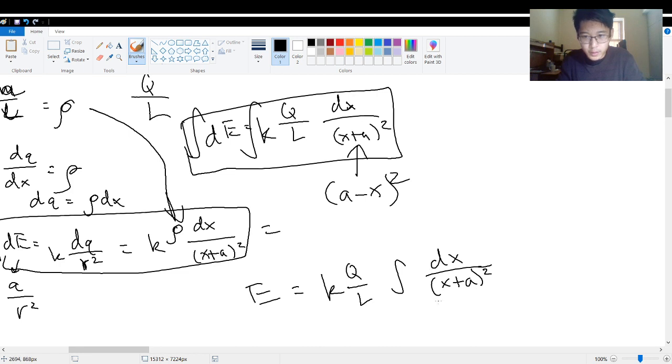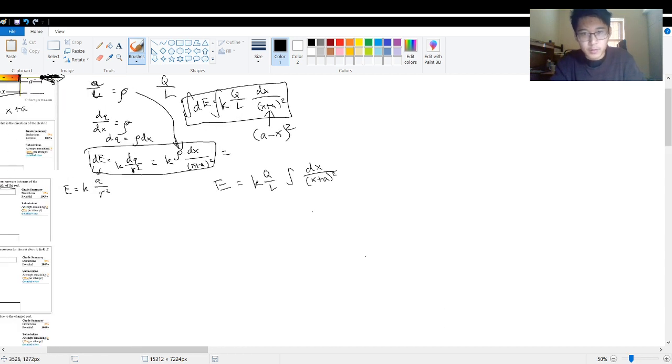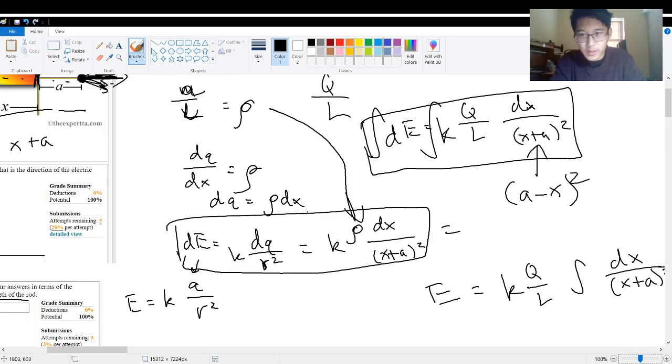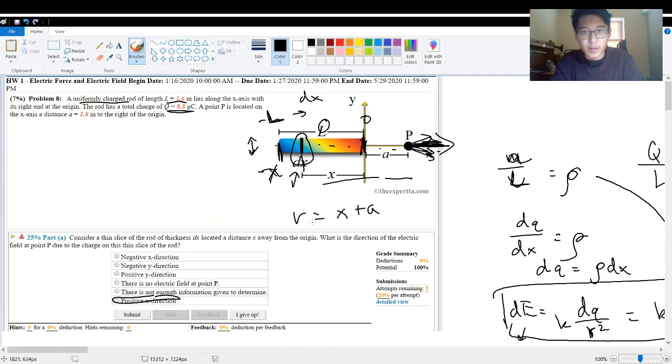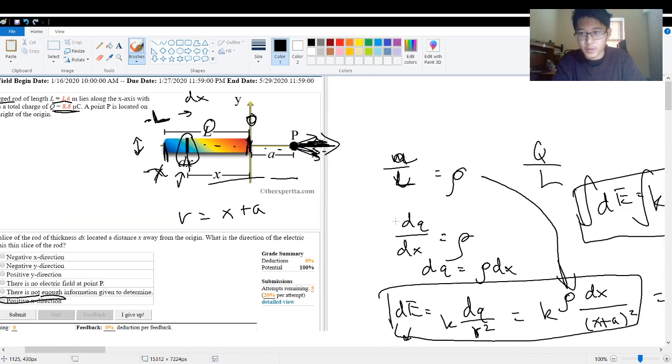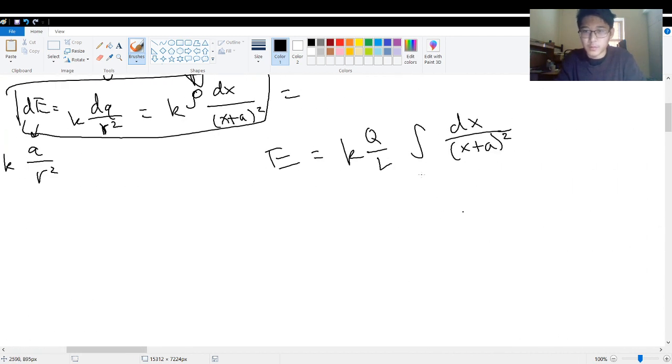And now here's the tricky bit. We have to figure out the bounds for the integration. Well, if you look at this diagram, you see that it starts at negative L right here, and then it goes to 0, right? dx always goes in the positive direction, so it starts at negative L and it goes to 0. And it starts at negative L instead of L because L is positive 1.6, and we consider this to be in the negative direction. So this is going from negative L to 0.